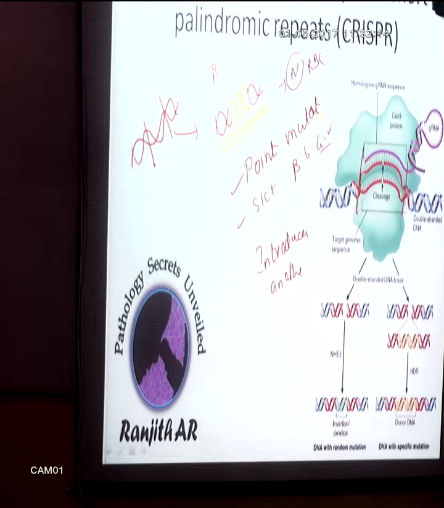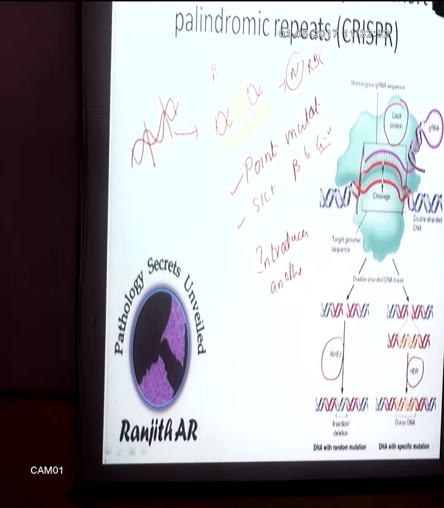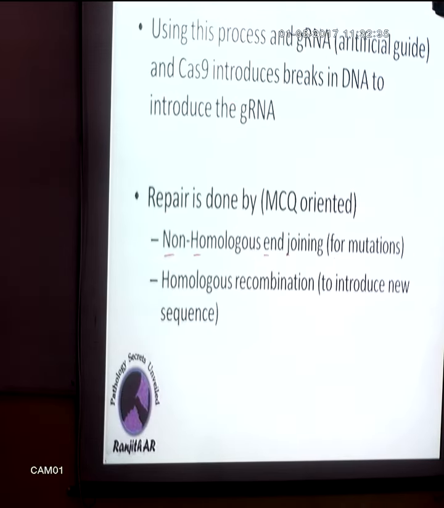First MCQ: the expansion of CRISPR can be asked. It's always called Cas CRISPR. And one more important thing is NHEJ and HDR. Just remember the names, this can be asked. Non-homologous end joining, that is NHEJ, is used for mutations, for example sickle cell anemia or any deletion or insertion. Homologous recombination is used to introduce a new sequence.